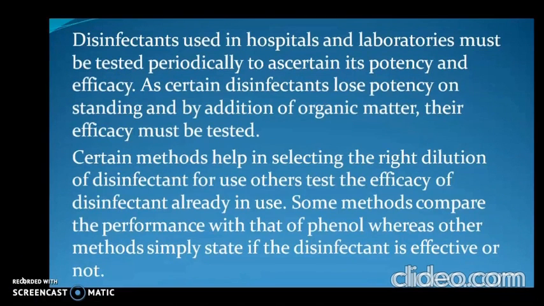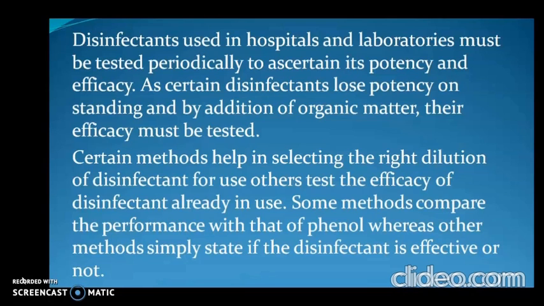Disinfectants used in hospitals and laboratories must be tested periodically in order to confirm their potency and efficiency. As certain disinfectants lose their potency on standing, and by addition of organic matter, their efficiency must be tested. Certain methods help in selecting the right dilution of disinfectant for use. Others test the efficiency of disinfectant already in use.